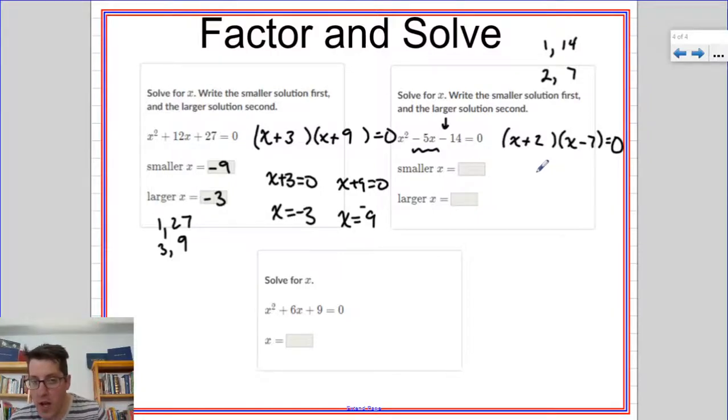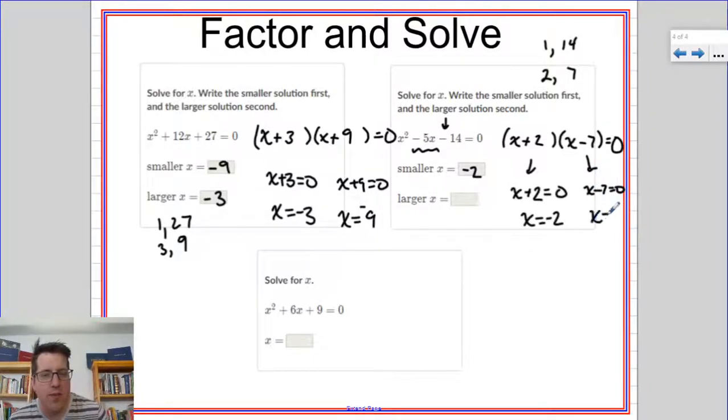Now here's the trick. That doesn't mean that 2 is your answer. It means that -2 is your answer. And it doesn't mean that -7 is your answer. It means that +7 is your answer.